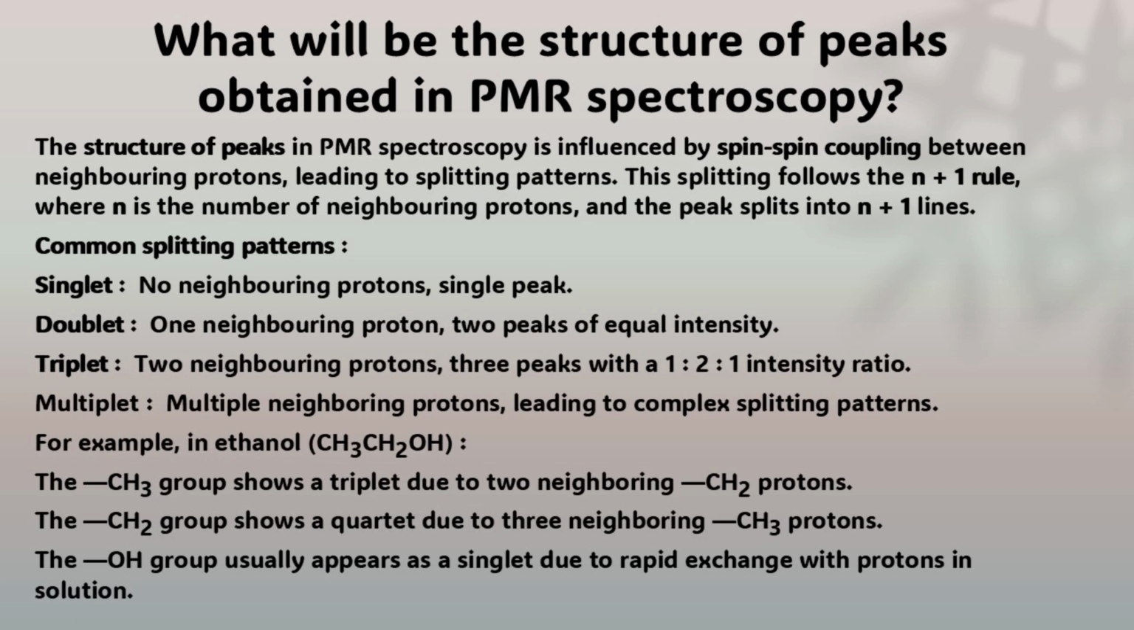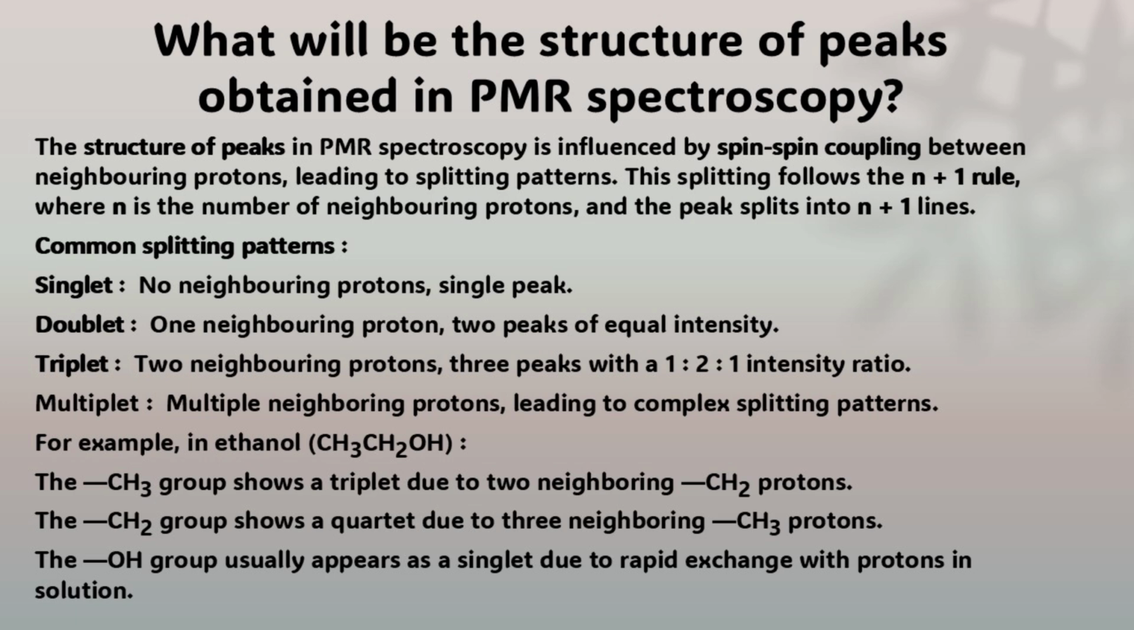Doublet, one neighboring proton, there will be 2 peaks of equal intensity. Triplet, 2 neighboring protons, there will be 3 peaks with a 1:2:1 intensity ratio. Quartet, 3 neighboring protons, there will be 4 peaks with a 1:3:3:1 intensity ratio. Multiplet, multiple neighboring protons, leading to complex splitting patterns.